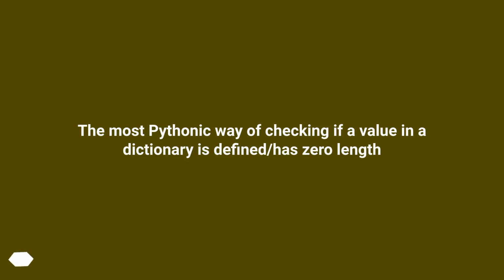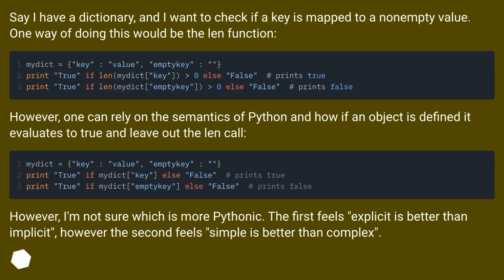The most Pythonic way of checking if a value in a dictionary is defined / has 0 length. Say I have a dictionary, and I want to check if a key is mapped to a non-empty value. One way of doing this would be the len function. However, one can rely on the semantics of Python and how if an object is defined it evaluates to true, and leave out the len call.